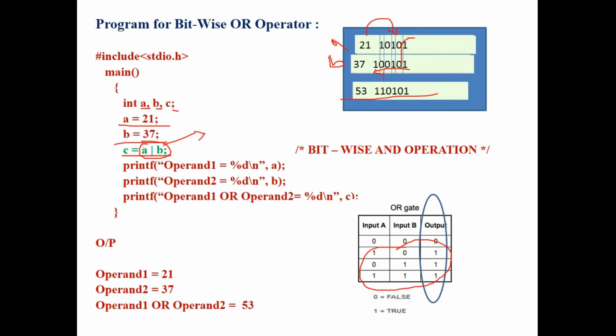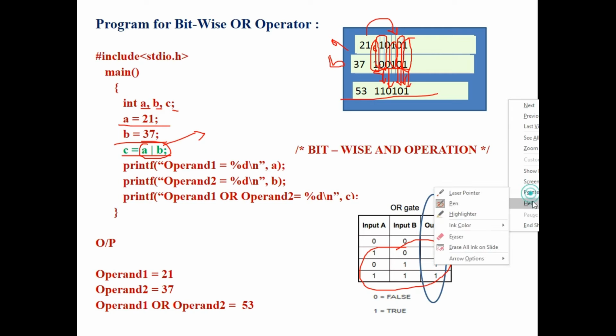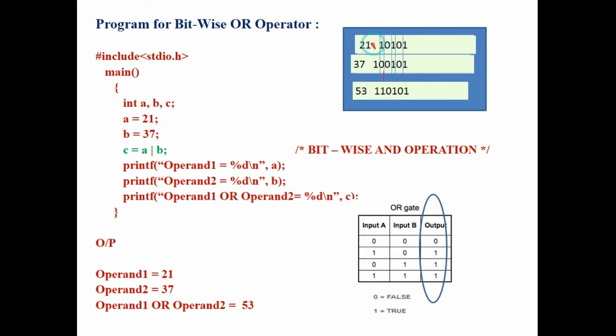So here we check 1 and 1, it will give the result 1. 0 and 0, no value is 1 in these two inputs, so it gives 0. 1 and 1 gives 1. 0 and 0 gives 0. 0 and 1 gives 1 because at least one value is present between these two, and the last one is compared as 0 and 1, which is 1.